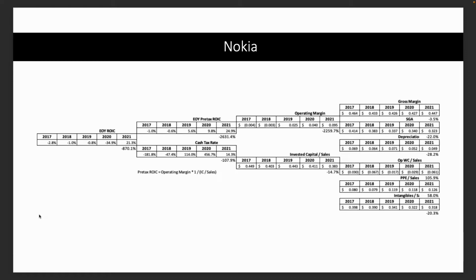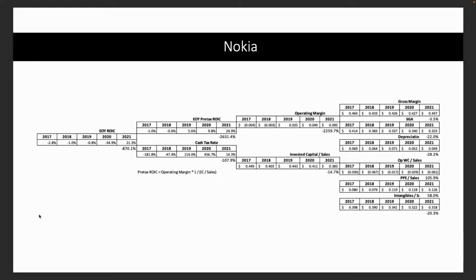They turned to a slight profit in 2019 of 2.5%, going to a 4% margin by 2020, and jumping all the way to a 9.5% operating margin by 2021. So that was the biggest driver, the 9.5% operating margin, of why their pre-tax ROIC jumped to 24.9%.